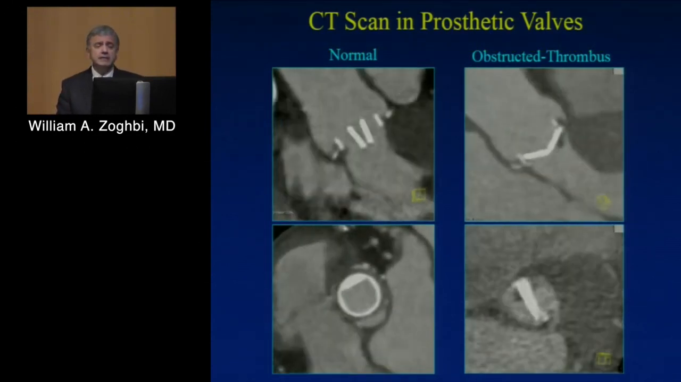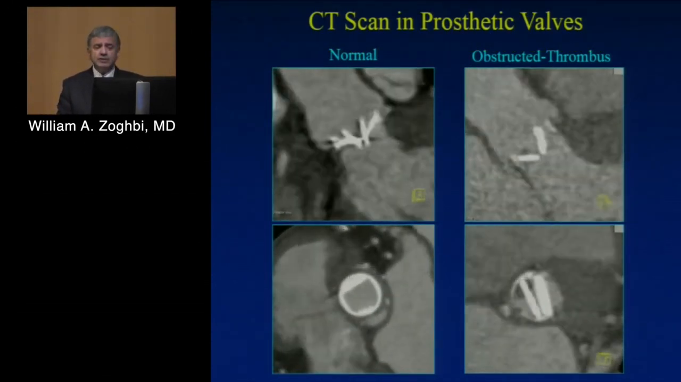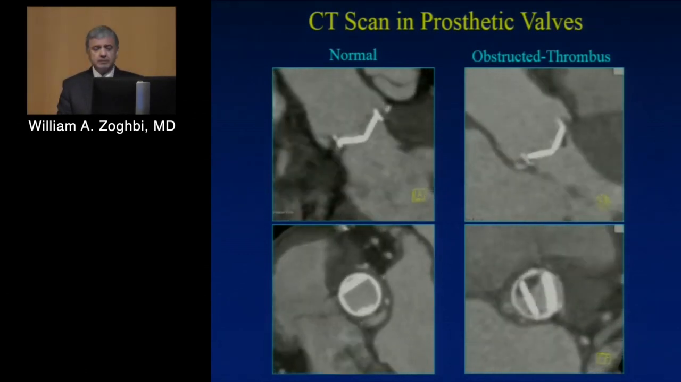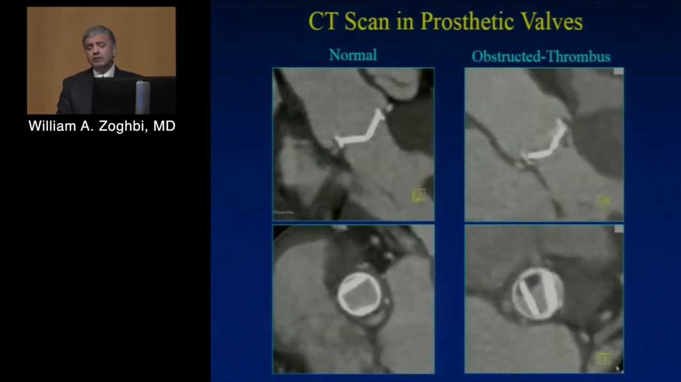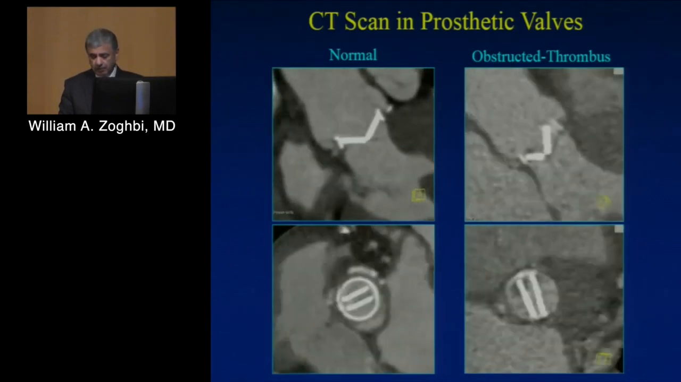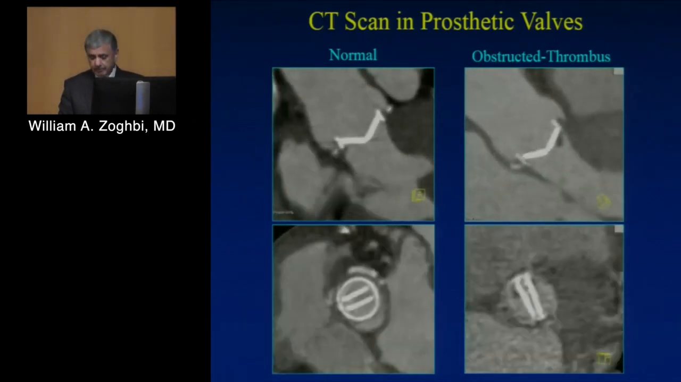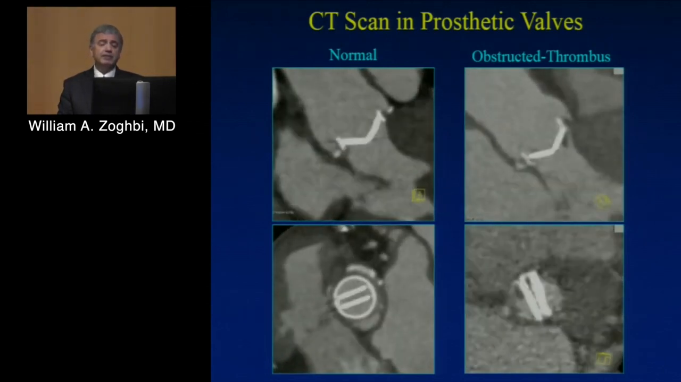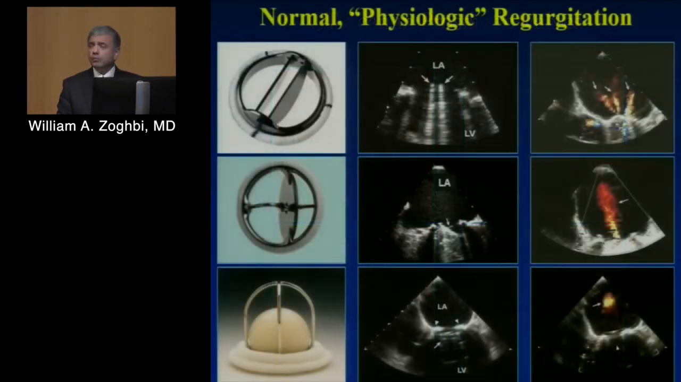Obviously, you could use CT here. Take a look at the normal on the left side, opening and closing, and the one on the right side. It's telling you not only that the mechanism is not working well, but also you could see, in a dark shade, that there is really a thrombus on top of that valve itself. So it can give you a little more than just visualizing opening and closing, maybe tell you about the mechanism. Regurgitation is a bit trickier because you have physiologic, quote unquote, regurgitation.